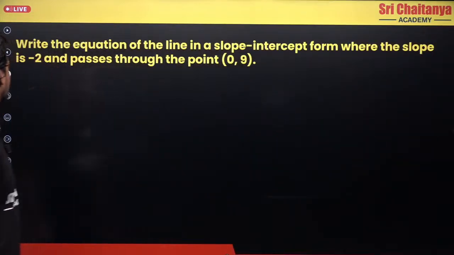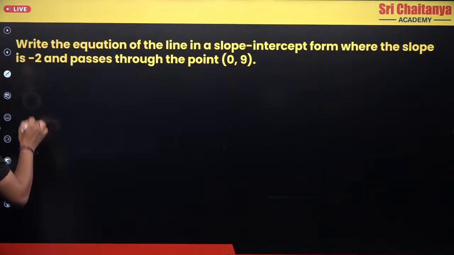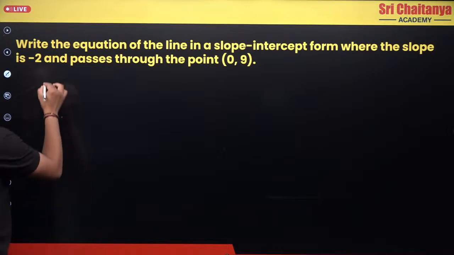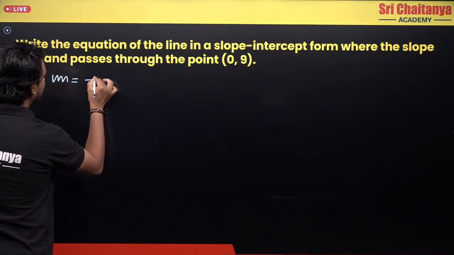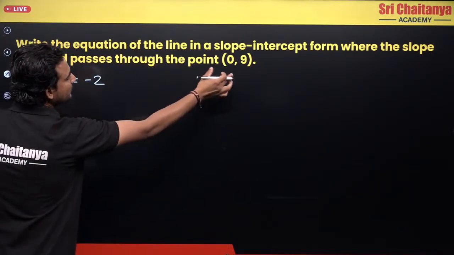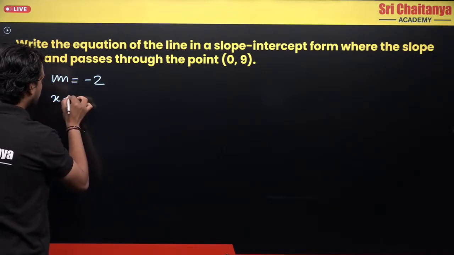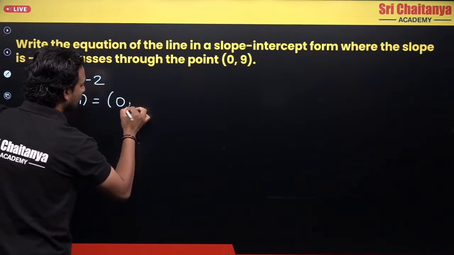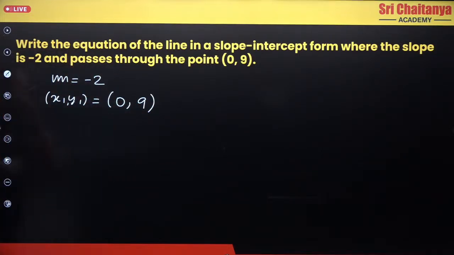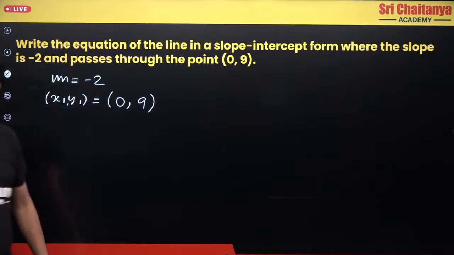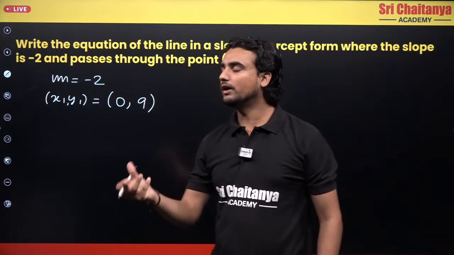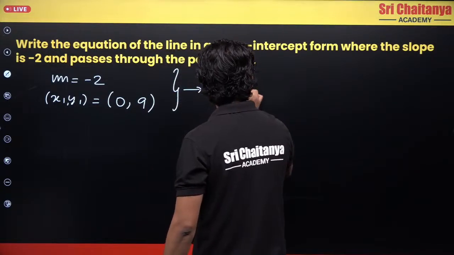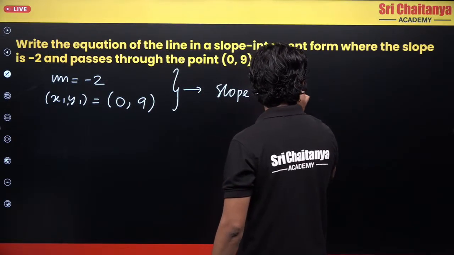So let's do a question. Write the equation of a line in slope intercept form where the slope is -2. What is slope? m is equal to -2 and it passes through the point 0, 9. So it passes through x1, y1, and that point is equal to 0, 9. So basically I have the slope and I have the coordinate. And since I have the slope and the coordinate, what form can I use? I can use slope point form.